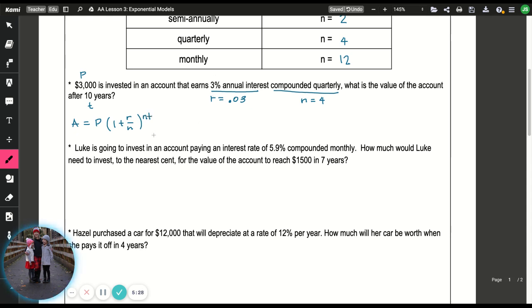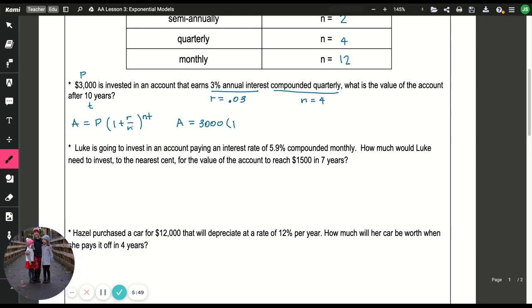So you're going to have to be careful. We get lots of little mathematical snafus, even when everybody puts things in correctly. Okay, so the amount in our account, that's what we were trying to find. P is the principal. How much did we start with? We started with $3,000.